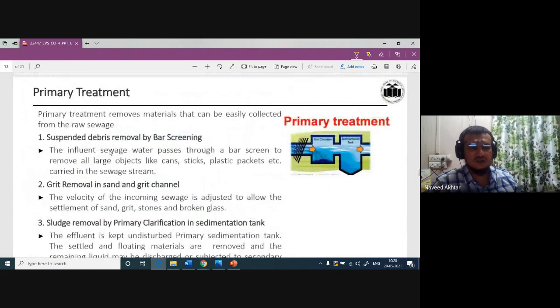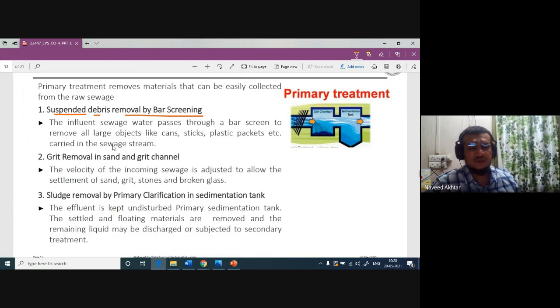One by one, what is going on in the primary treatment? In the primary treatment, we remove the material that can be easily collected from the raw sewage. इसमें क्या क्या होते हैं, इसमें होते हैं suspended debris removal by the bar screening. Grit removal, grit means छोटे छोटे सैंड के पार्टिकल्स जो होते हैं और छोटे छोटे जो मिनट पार्टिकल्स सॉइल के होते हैं, they are removed in the grit chamber, which comes under the primary treatment of the sewage water.